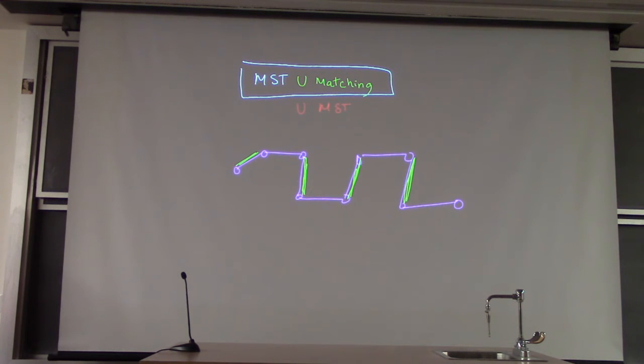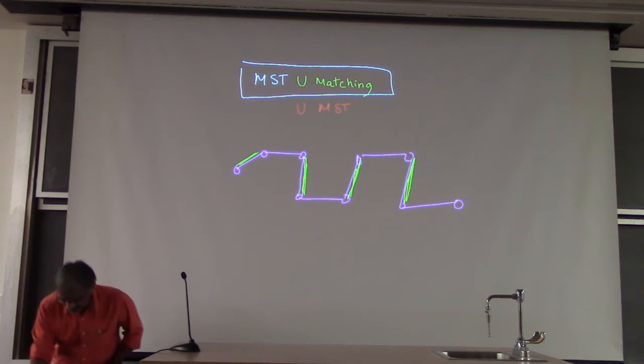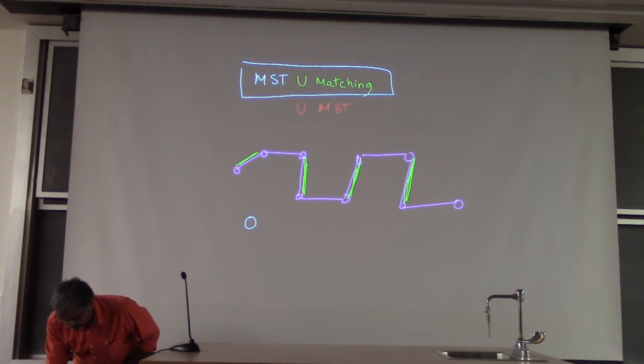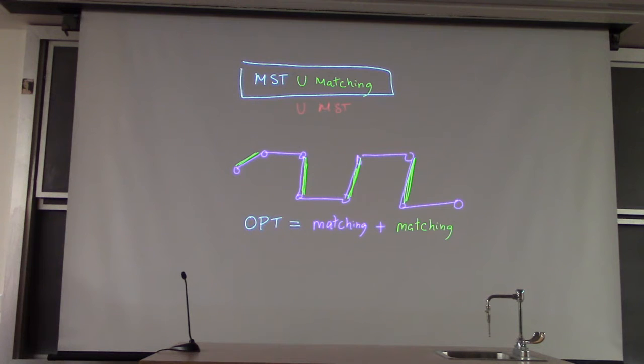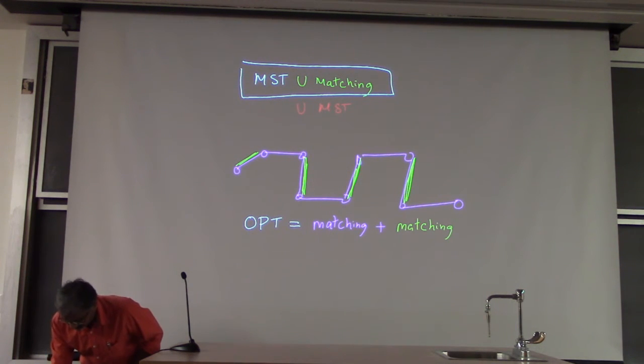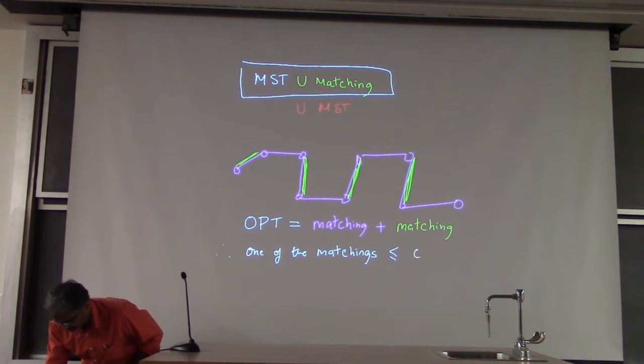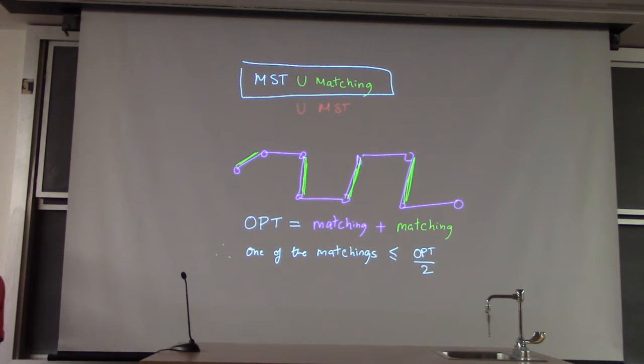Look at the pink edges. What are they? They're a matching too, right? In other words, the optimal traveling salesman tour is equal to the green matching plus the pink matching. Therefore, if it's a sum of two things, one of them is bigger, one of them is smaller. So one of them is less than or equal to half of opt. They can't both be more, right?